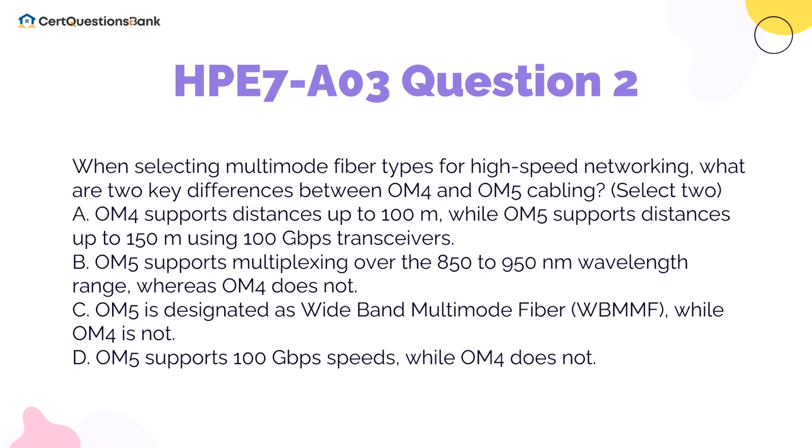A. OM4 supports distances up to 100 meters, while OM5 supports distances up to 150 meters using 100 gigabits per second transceivers. B. OM5 supports multiplexing over the 850 to 950 nanometers wavelength range, whereas OM4 does not. C. OM5 is designated as wideband multimode fiber, WBMMF, while OM4 is not. D. OM5 supports 100 gigabits per second speeds, while OM4 does not.